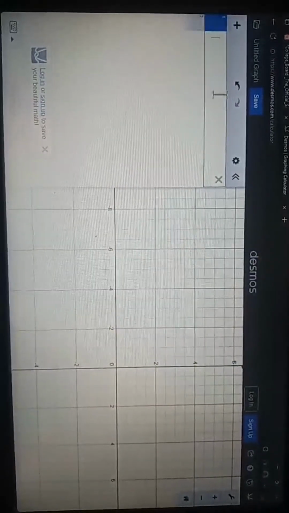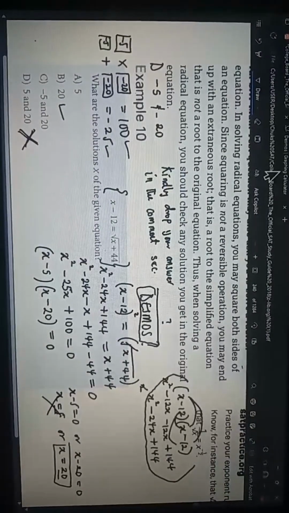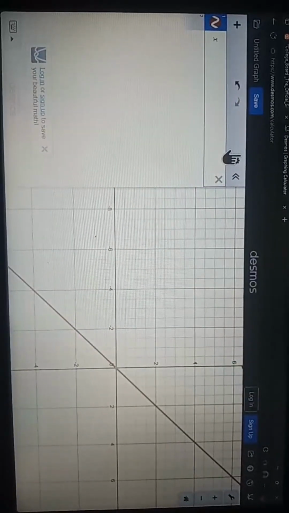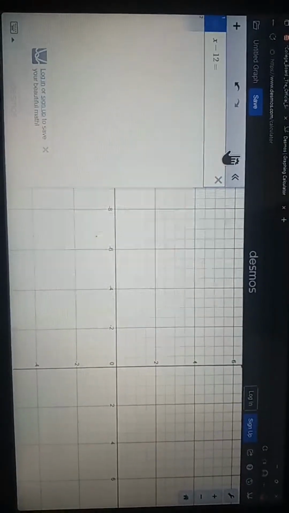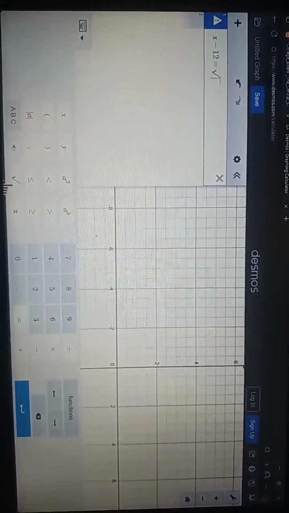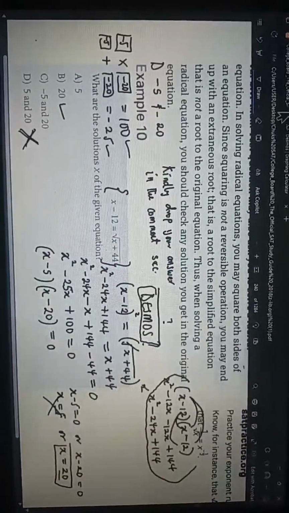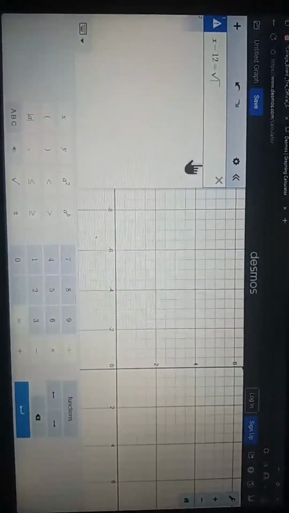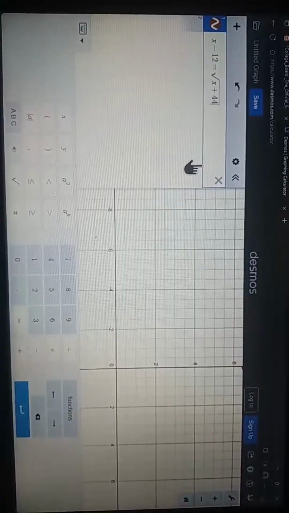So what do we have? We have x minus 12, so we have x minus 12 equal to the square root. Of course, you should know how to make use of the Desmos calculator, so you can just go ahead and practice it. So we have x plus 44 in the root. So we have x plus 44. Boom. This is all we've got.